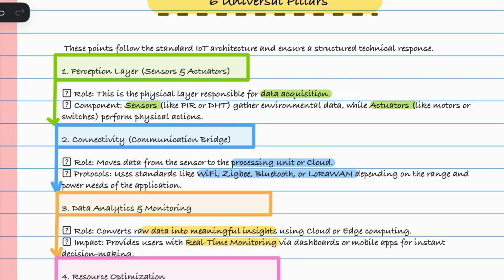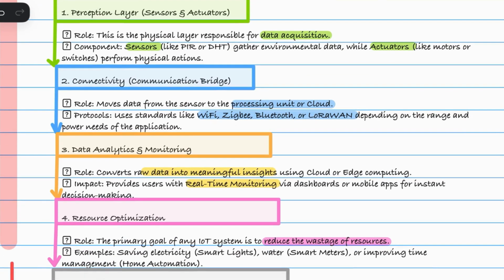Then comes the connectivity. The communication bridge is the connectivity: how the data travels, which communication protocol it uses. It uses Wi-Fi, Zigbee, LoRaWAN, etc. Whatever it uses, it comes under connectivity. Alright, and then comes the data analytics and monitoring. It turns the raw data into charts, meaningful insights and a real-time smartphone dashboard as well. It also sends alerts via cloud or edge computing. And what is the impact? It provides the user with real-time monitoring.